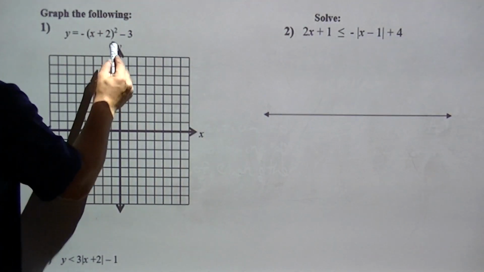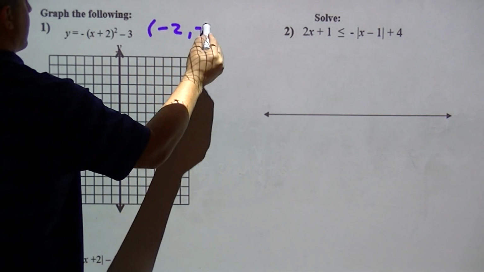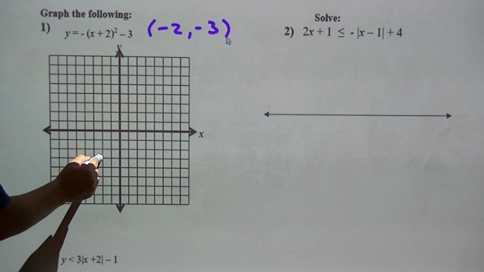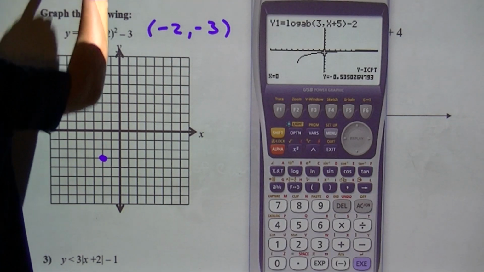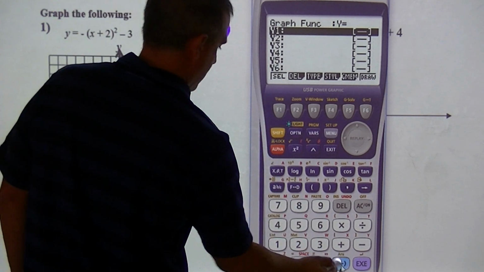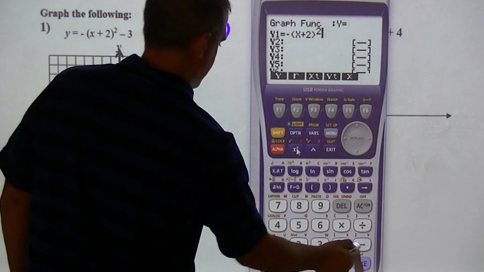Very simple, we're going to graph. You got to know anchor points. Anchor point here would be -2, -3. Okay, opposite inside, follow on the outside, 1, 2, 1, 2, 3. What we want to do is graph just like we've graphed all year. Negative x plus 2 squared minus 3.